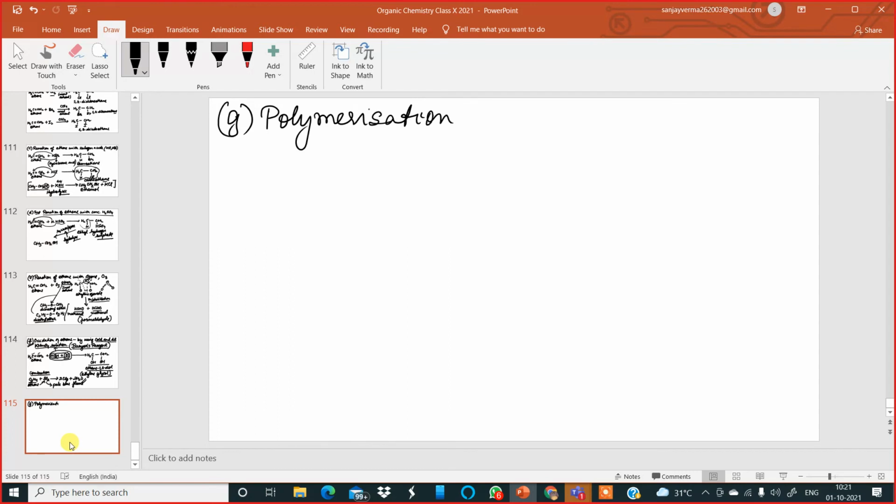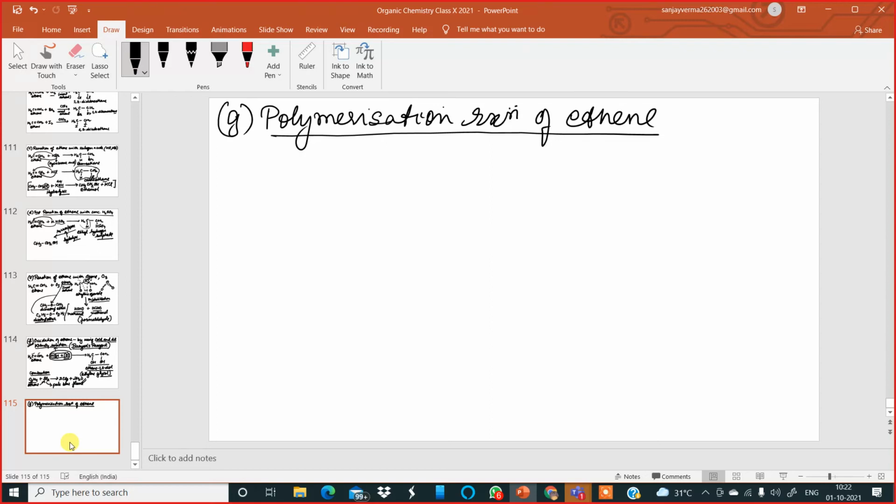Polymerization reactions of ethene. Now, what is polymerization? I'll tell you. Polymerization is a process by which simple molecules join to form large molecules at high temperature and high pressure in the presence of certain catalysts. Catalysts are necessary.